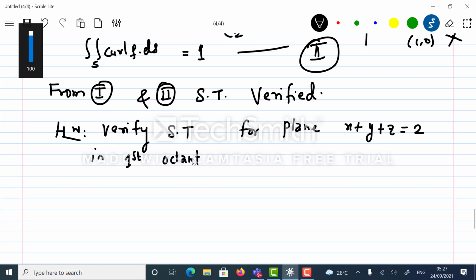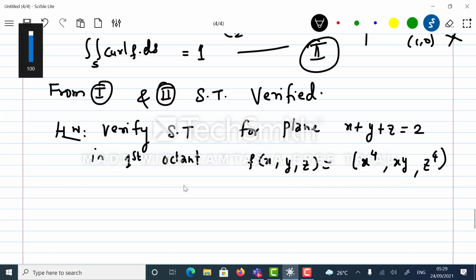Okay, and my function is given as follows: f of x comma y comma z, you can take f of x comma y comma z as x raised to 4, xy and z raised to 4.